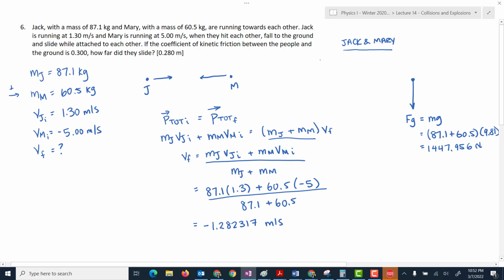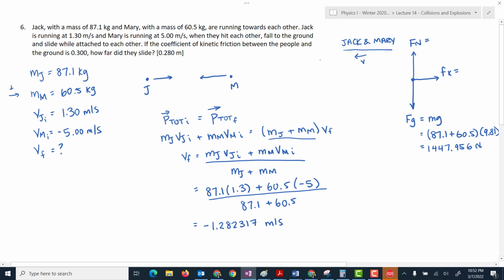Okay, what other forces are acting on them? Well, they're sliding across the floor, so they're on a surface. So there must be a normal force. So this is the normal force. And they're sliding because the velocity we got was negative, they're sliding to the left, okay? That's the direction that they're going. So if they're traveling to the left, then that must mean that the friction force is opposing their motion, it's going to the right. So this is the force of kinetic friction. And that's all the forces.